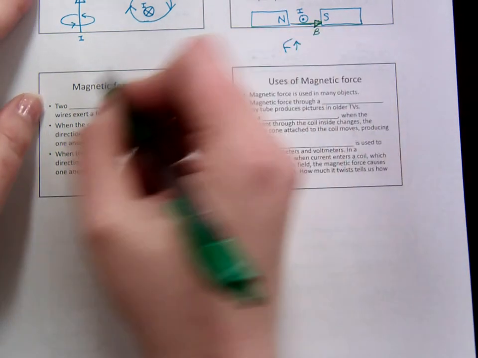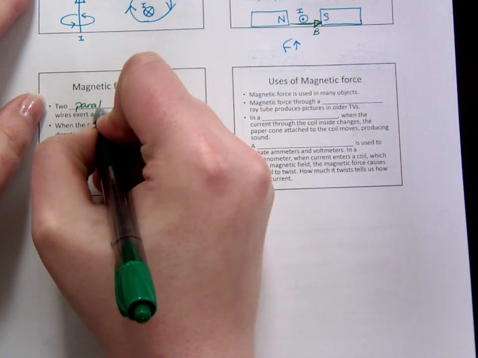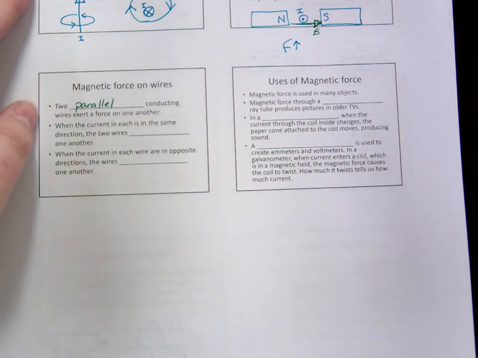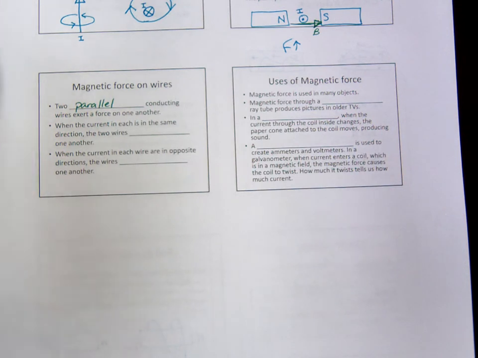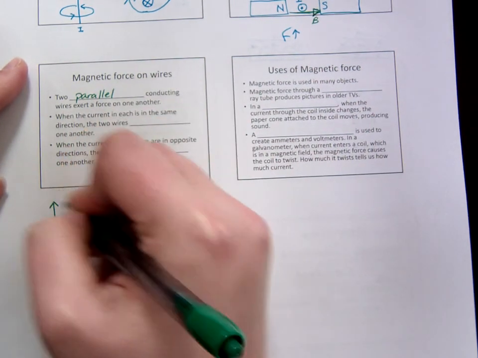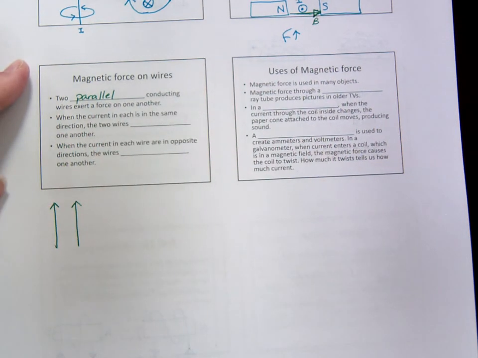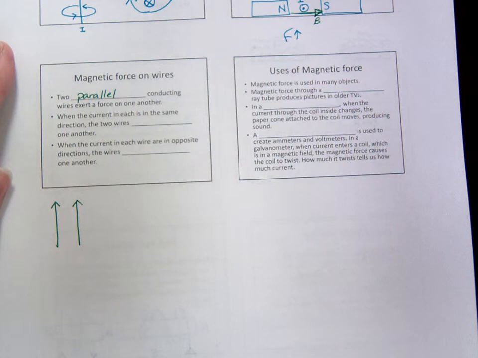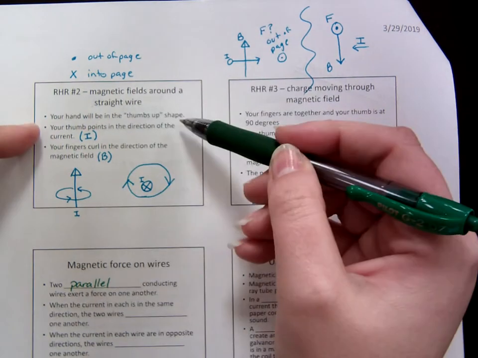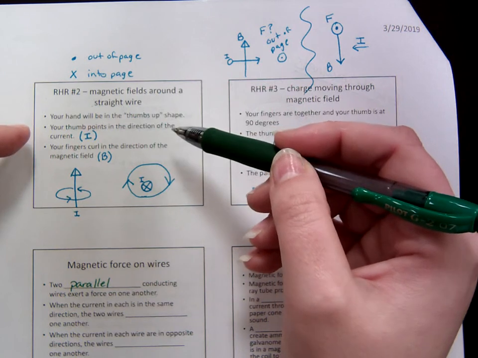Now, with this one, anytime you have two parallel wires that are conducting current, they will exert a force on one another. Now, they're either going to attract or repel. So let's say we had two wires with current going in the same direction for both of those wires. Now, if we use right-hand rule number 2, we can determine the direction of the magnetic field around these wires.